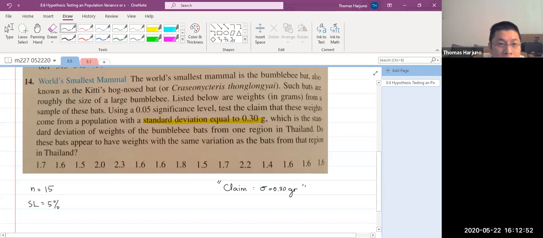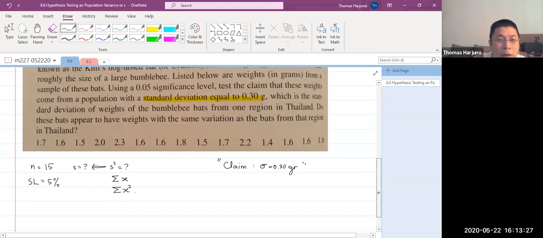So the thing is, for me to test this, I need to find out the sample standard deviation first. I need to find this, right? But for me to find this, I need, of course, to find the variance, right? Now then, before I get the variance, I need to find the sum of x and then the sum of x squared first.